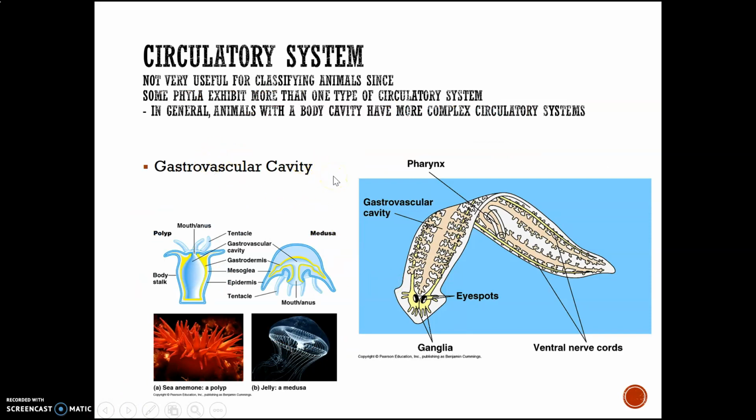Circulatory systems, right? So these aren't super useful for classifying the animals because some phyla have more than one approach to this. But one of the simplest ones is the gastrovascular cavity. Basically, you've got a cavity in the middle of the organism. Water can move in and out of it to help bring oxygen. This is also going to function as the digestive system of the organism as well. There is only one opening where circulation is going to happen both into and out of the animal.